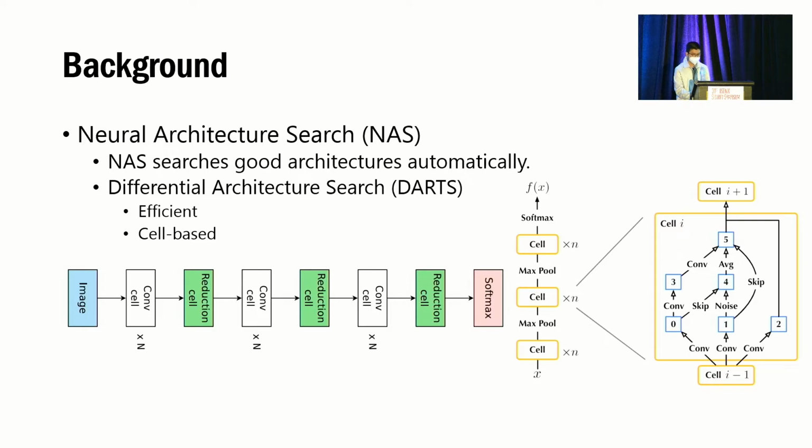For the input image, it goes through multiple convolutional cells and reduction cells, and finally passes the softmax layer to output the probability classification vector. And on the right side, there is also a figure that shows the inner structure of DARTS. Each cell is composed of several nodes, and all the edges that connect nodes are optimizable operations. That means they could be convolutional layers, skip connects, or average pooling.